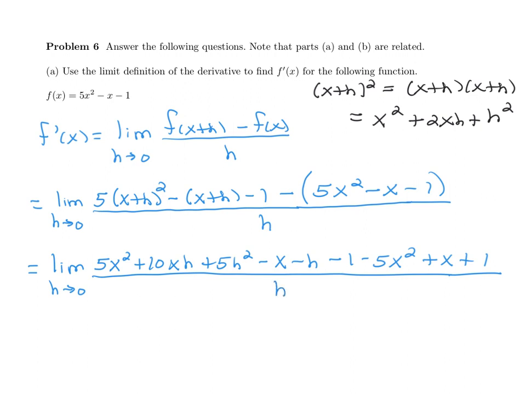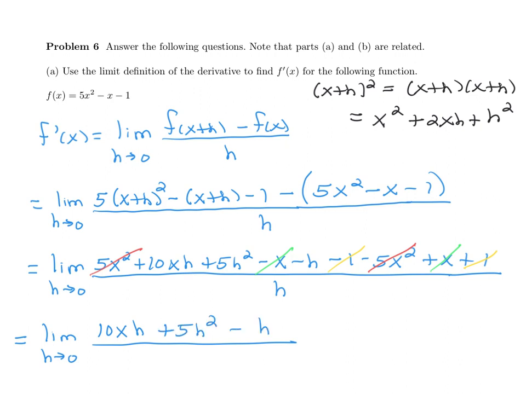Now, hopefully a bunch of stuff will cancel, and it does. This 5x squared cancels with this minus 5x squared. What else we have? Oh, we have a minus x and a positive x. And lastly, I think we have a minus 1 and a plus 1. I'll simply write down what is left over. This is the limit as h goes to 0 of, we have 10xh plus 5h squared minus h, all over h.